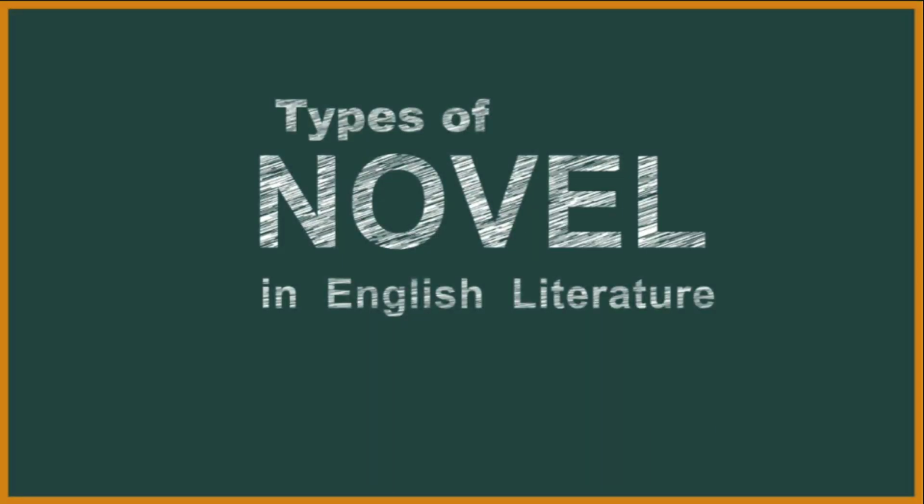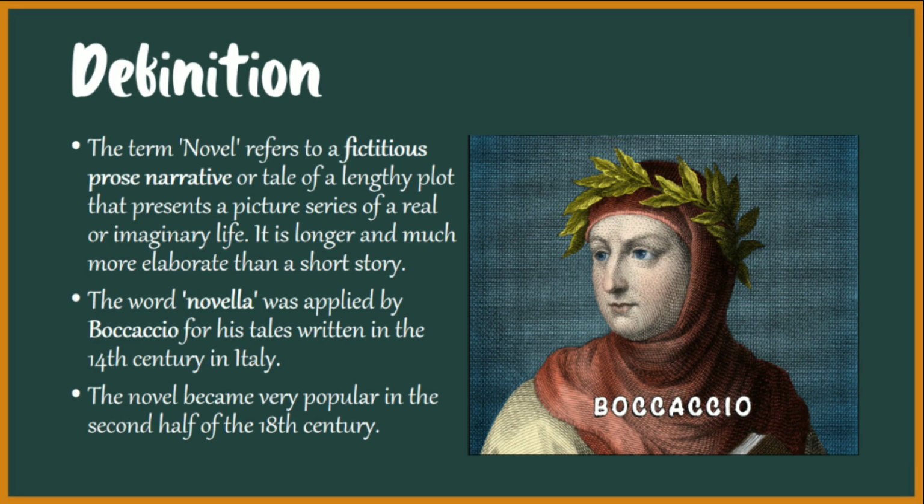Welcome to our YouTube channel, and in today's video we are going to study about types of novel in English literature. So let's have a look into its definition first. The term novel refers to a fictitious prose narrative or tale of a lengthy plot that presents a picture series of a real or imaginary life.